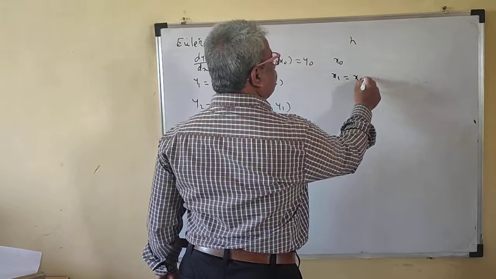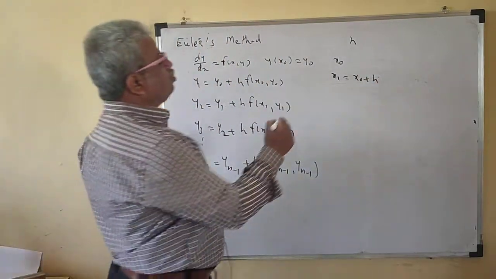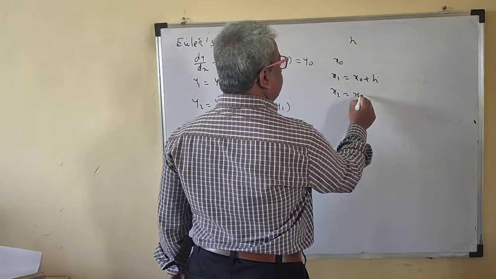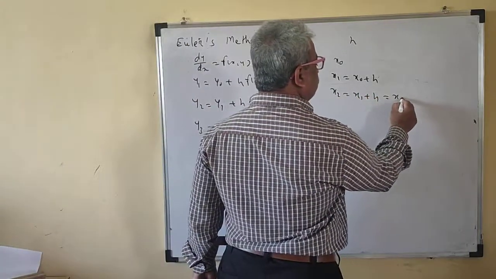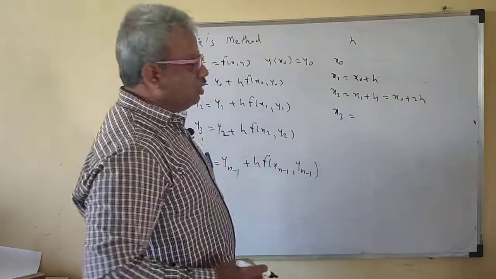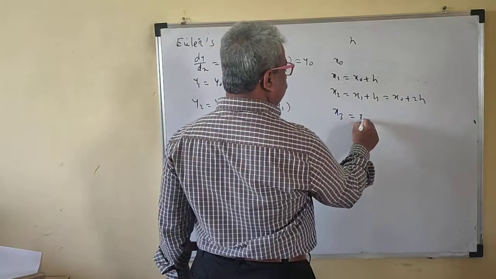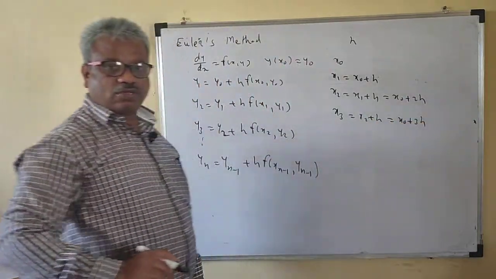x1 will be what? x0 plus h. What is x2? x2 will be x1 plus h, that is x0 plus twice h. What is x3? x3 means x2 plus h, so x0 plus 3h.